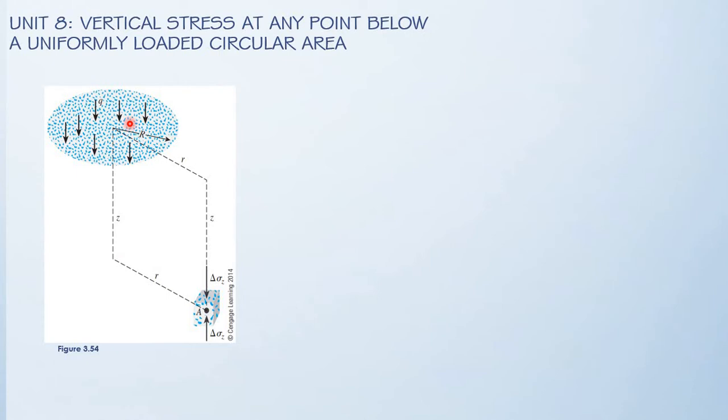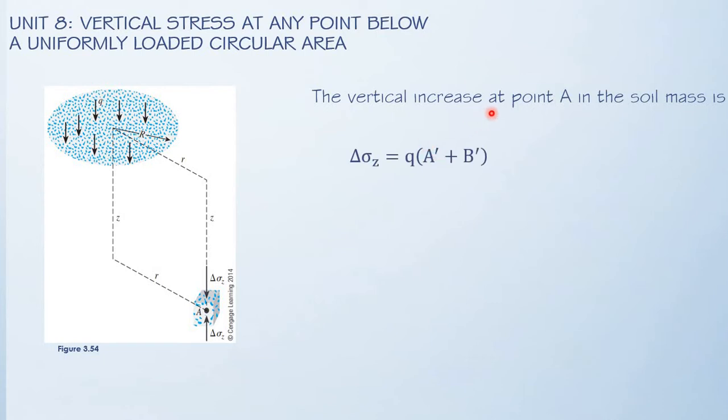Unlike the other loads that we have considered in the previous, we always use two methods, that is by the use of equation and by the use of a table. For this case, we will only be using the method of using a table. So the vertical stress increase at point A in the soil mass is given to be Q multiplied by the quantity A prime plus B prime, where A prime and B prime are functions of z over R and small r over big R.